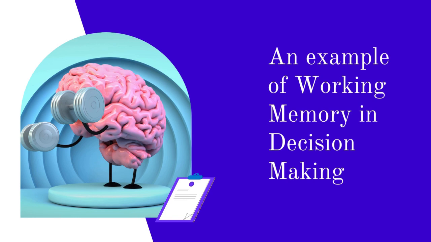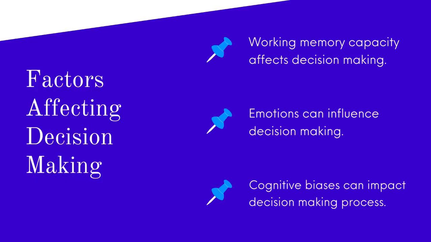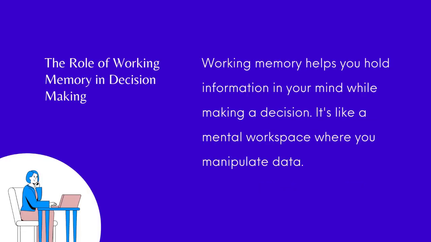An example of working memory in decision making. The importance of decision making. Working memory allows us to hold and manipulate information in our minds while making decisions. Factors affecting decision making. Working memory capacity affects decision making. Emotions can influence decision making. Cognitive biases can impact the decision making process.